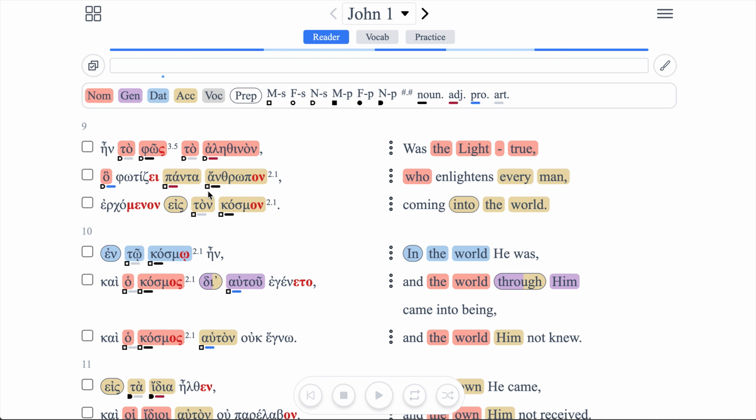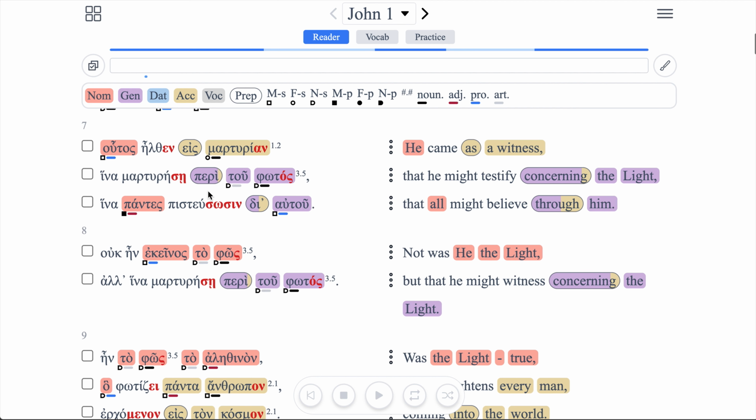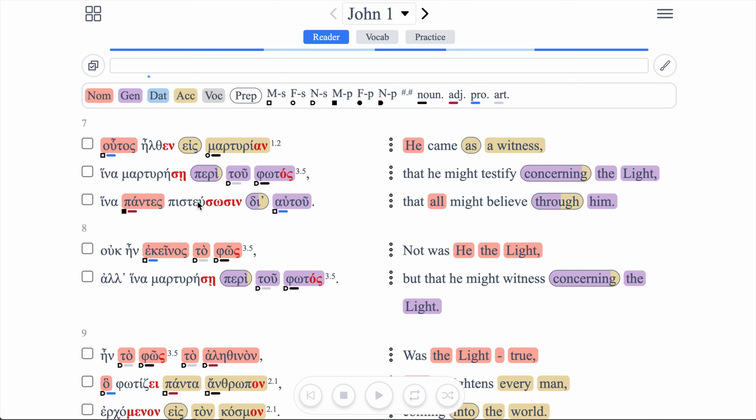Very often you'll see an adjective that doesn't have a noun it's describing, which could seem a little funny. The reason is that the noun is understood to exist from the context. Let's look at some examples. In John 1:7, in this last phrase, we have "hina pantes pisteusosin di autou." Pantes is a nominative masculine plural adjective, but where is the noun it's describing? The noun is understood to be people, that all people might believe through him. People is excluded because it's understood from the context.